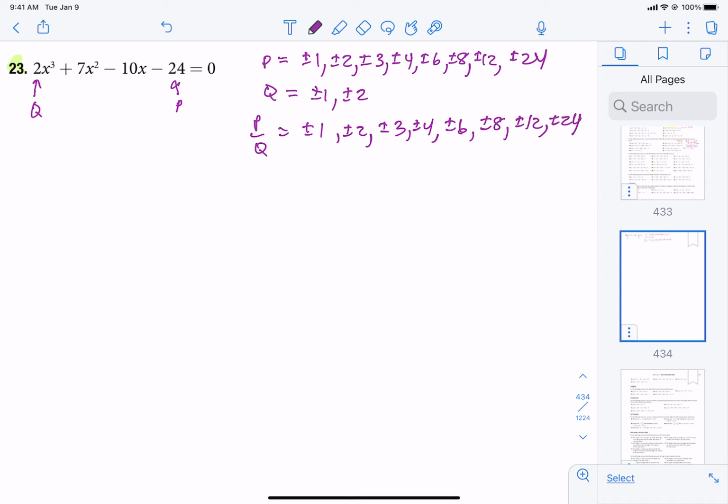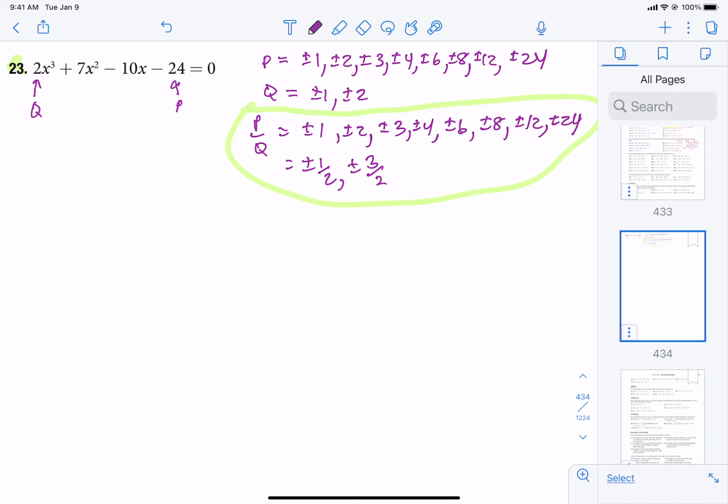And then we're going to divide the list by 2. Now, when we divide the list by 2, the even ones are going to be there, but the odd ones aren't. So we can add 1/2 to the list and 3/2 to the list. I don't think anything else. So all the P's over Q's are listed for you right here. That means if there is a rational root hiding, it's on that list. So it's just our job to try any of the things on that list.